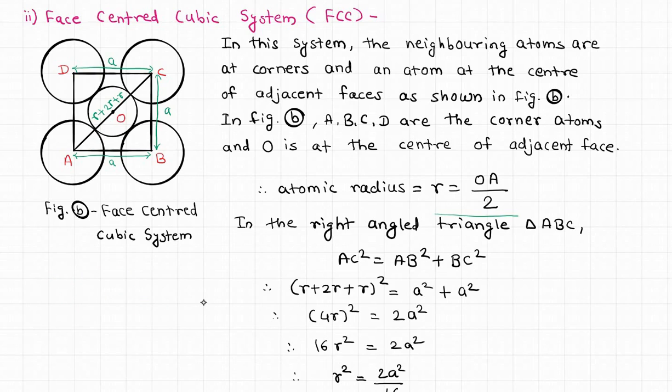In the right angle triangle, triangle ABC, here we can use Pythagoras theorem. So, AC is the hypotenuse.